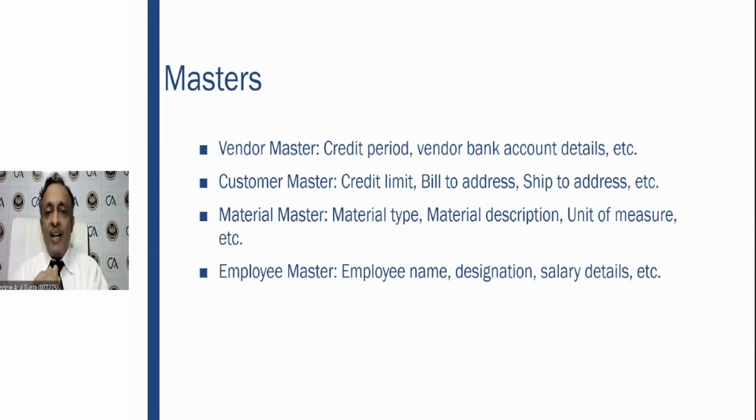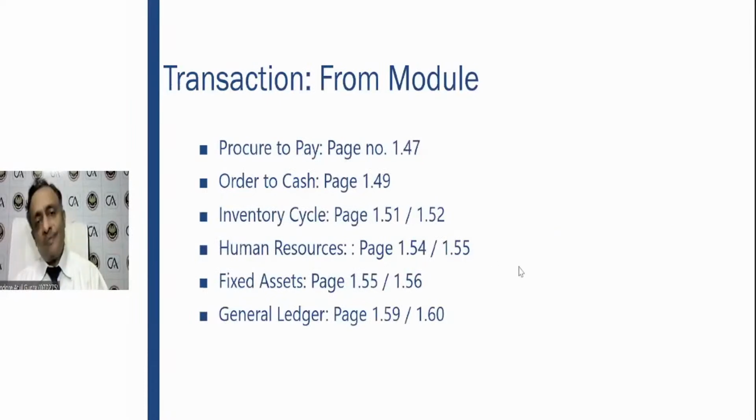Okay. Then customer master, same. Credit limit, bill to address, ship to address. Again, add GST details. Material master: material type, description, unit of measurement. Then we have added at least 4 parameters: the levels of material, the ROQ, EOQ of the material. Employee master: employee name, designation, salary, add date of birth also. So these are configured in masters. Then transactions we are going to do from the module. So most of our discussion today will be from the module itself.